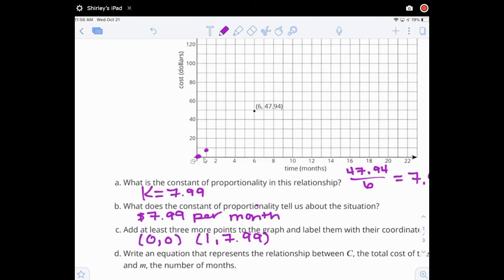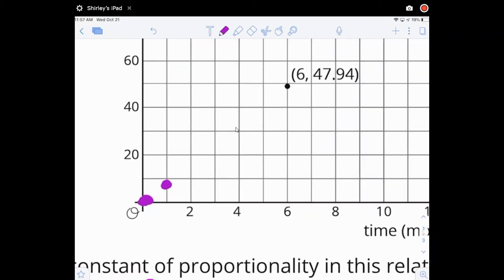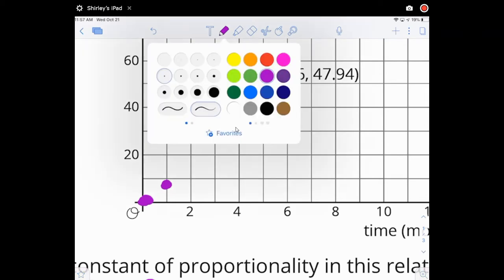So if I'm going to pick an x value of, let's pick 4, to figure out what that y value is going to be, I can take x times my constant of proportionality. So 4 times 7.99 tells us that for 4 months, we're going to pay $31.96. So again, do our best to estimate. We're going to come up to 4, and then 20, 30 would be about here. So 31 would just be a little bit above that line. Okay, I'm going to go ahead and connect my points just so that it looks a little bit nicer.